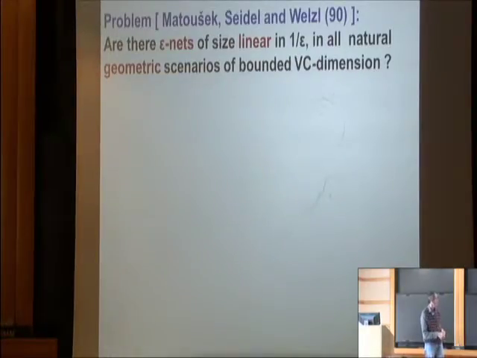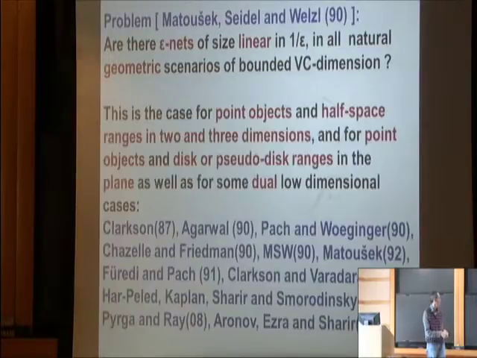And actually, there was quite a bit of evidence over the years that this could be true. So I wrote here a few examples. This is the case for points and half spaces in 2 and 3 dimensions, and then for points and disks or pseudo disks in the plane, whatever this means. And then for some dual configurations, and let me not define what dual configurations mean, but again, it's some natural geometric scenarios. And I listed here a sequence of papers that deal with special cases where indeed you get results that are linear in 1 over epsilon. Each of them uses different techniques, and they are often quite sophisticated and interesting. So it looks like every example needs some new idea.